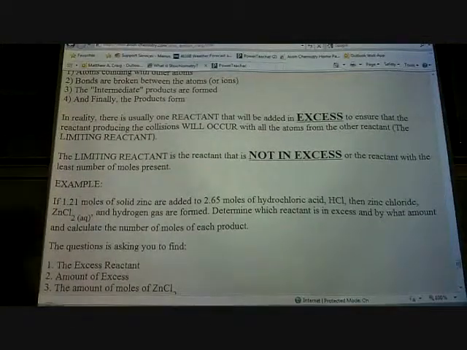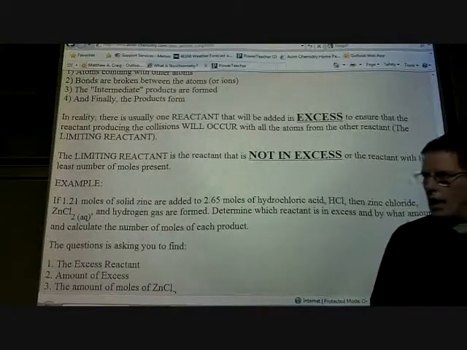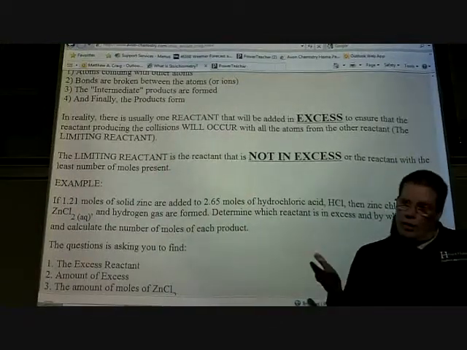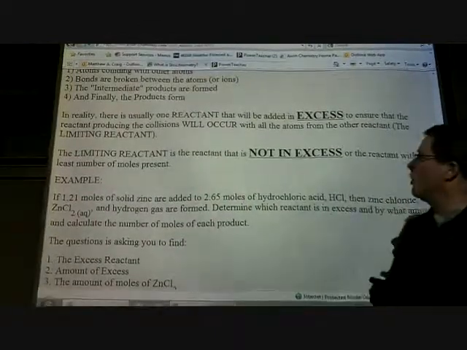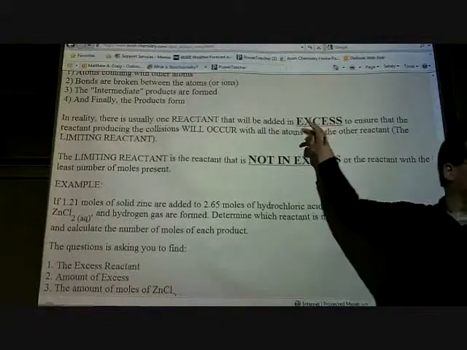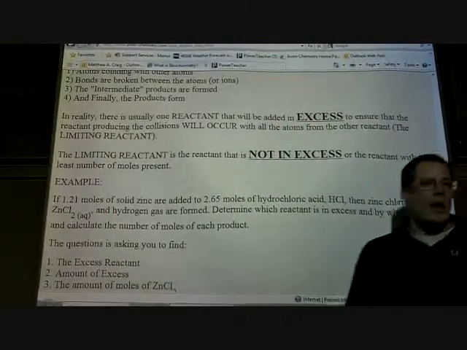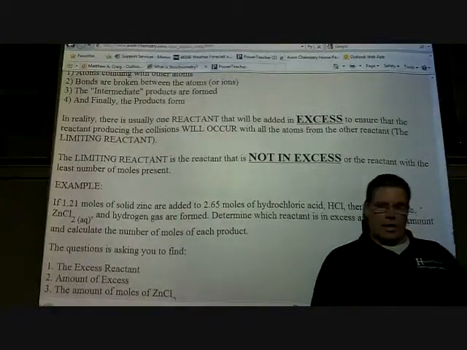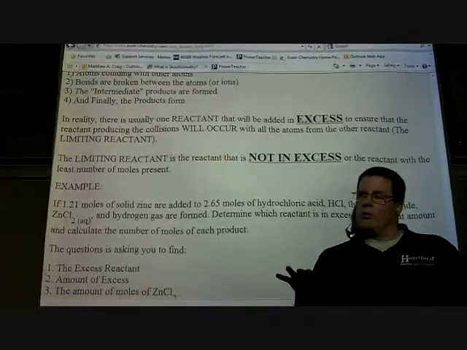When we talk about things being in excess, whenever we have a reaction, we don't always have a perfect scenario where we're always going to run out of all the reactants at the same time. Somebody should be in excess, or we should have extra at some point. If something is not in excess, what that means is it is totally consumed in the reaction. And if something is totally consumed, once it's consumed, the reaction stops.